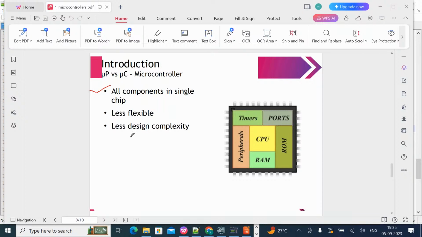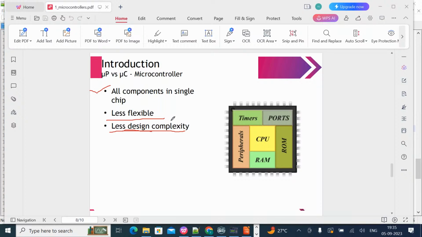So what is the advantage of this? The advantage is less design complexity. You don't have to integrate all these components together; those are already built in. Due to that there is less design complexity, but it has one drawback also. What is it? Less flexibility. Am I right? If I want to upgrade the memory, can I upgrade? No. If I want to add timers or other peripherals, can I add? No. Less flexibility is there.